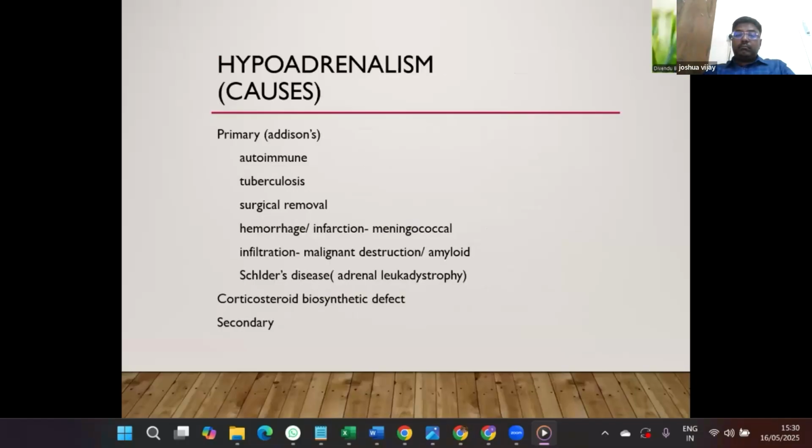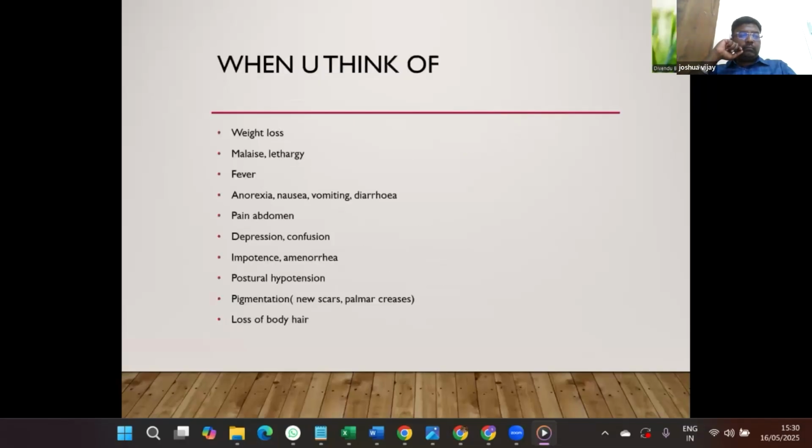So causes of hypoadrenalism. Primary, that is, the gland itself is destroyed, like by autoimmune diseases, tuberculosis, surgical removal, hemorrhages, infarction, especially by meningococcal infection, infiltration, or Schilder's disease like adrenal leukodystrophy. Corticosteroid biosynthetic defects, or secondary hypoadrenalism: when ACTH secretion is decreased, your adrenal secretes less cortisol. Autoimmune primary hypoadrenalism is very common, and when we find an autoimmune disease, we should think about polyglandular autoimmune syndromes, that is PGA.